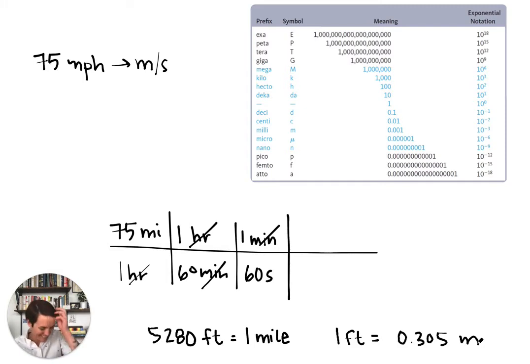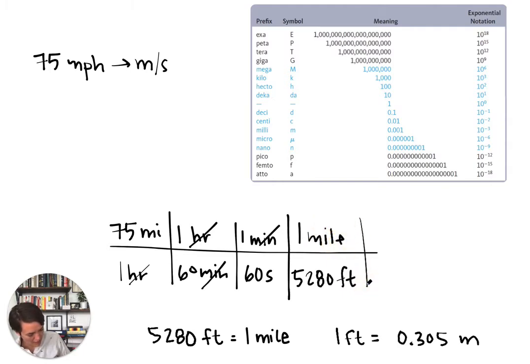Let's go the other way. Okay. Again, these are values that I would give you. So let's go from miles to feet and then feet to meters. So 5,280 feet is 1 mile. And, oh, I did that wrong.